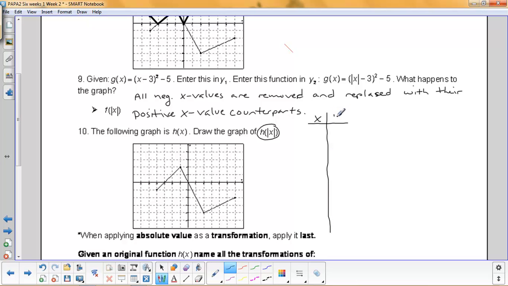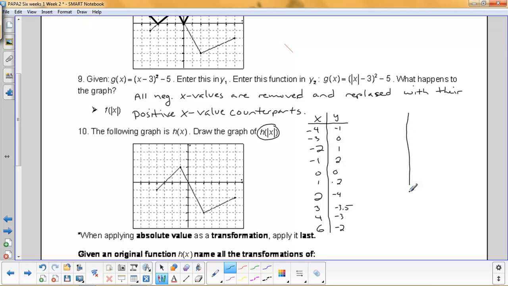So what we'll do first is we'll fill in the original x and y values for this particular function, okay? -4, -1; -3, 0; -2, 1; -1, 2; 0, 0; 1, -2; 2, -4; 3, -3.5; 4, -3; and 6, -2.